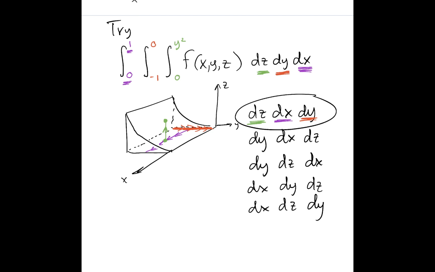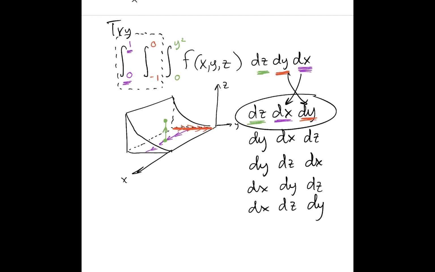So that order was pretty easy to switch. Instead of dz, dy, dx, we have dz, dx, dy. These just got swapped. And so the outer two integrals were affected, but the innermost integral wasn't affected because dz was the innermost integral in both.